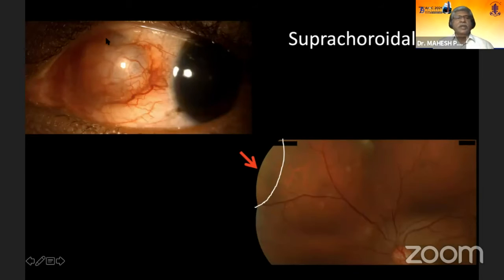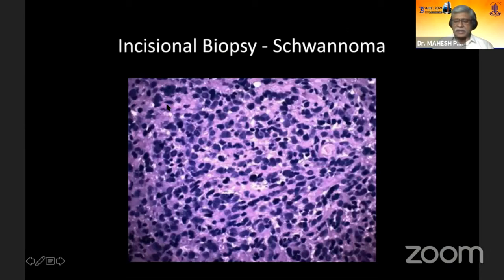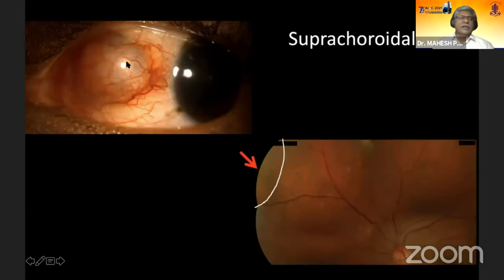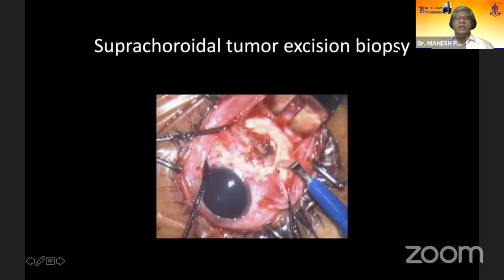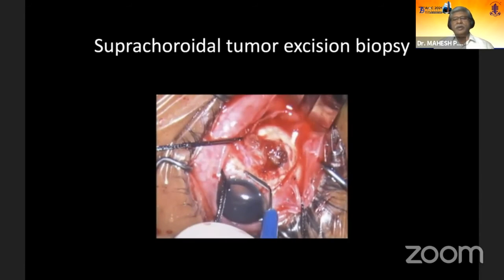Here's one example. This young gentleman had a mass lesion just growing on the nasal side of the eye, and this was exerting a mass effect inside. And this was actually a suprachoroidal tumor, and we did an incisional biopsy which showed a very rare schwannoma, and so we went ahead and did an excisional biopsy here.